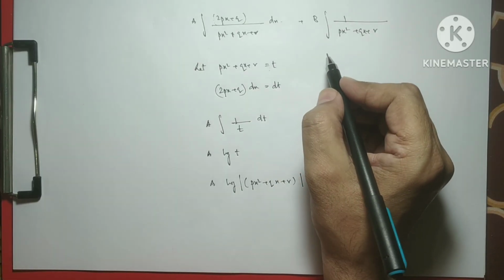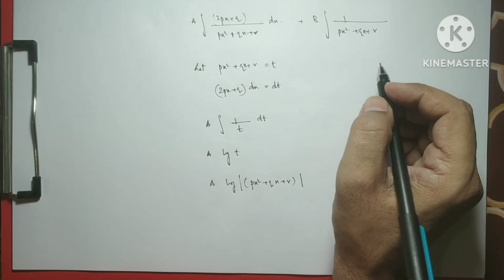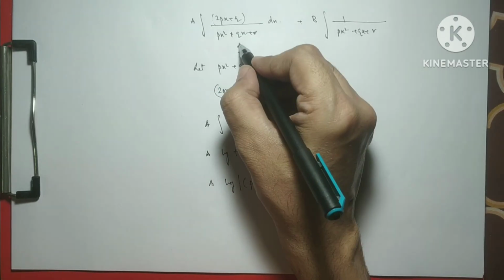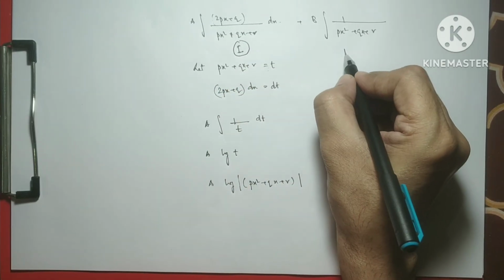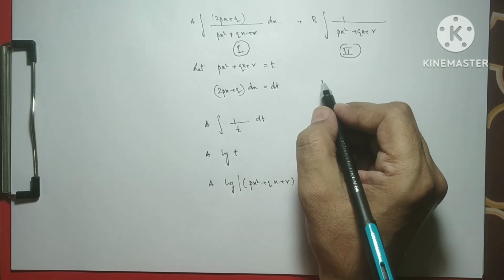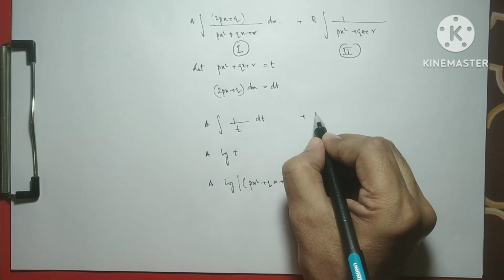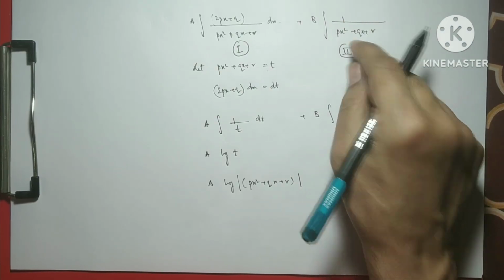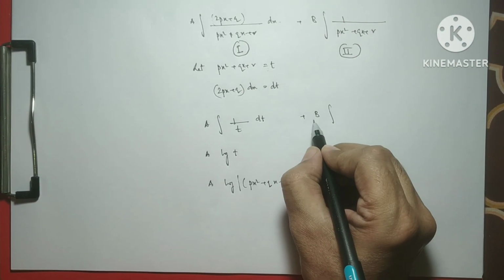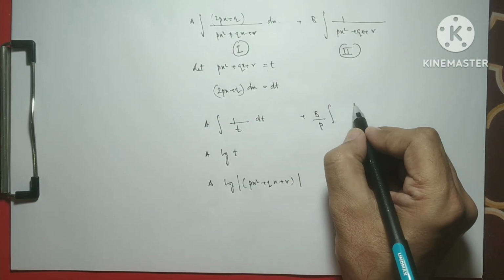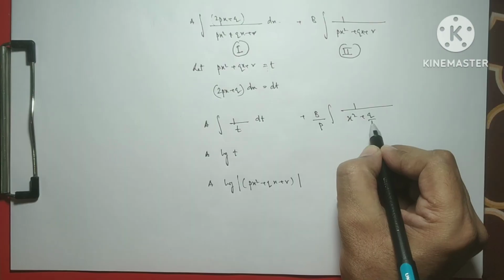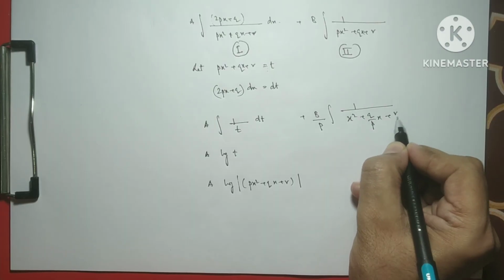Now we will consider its second part. This is the first, and the answer of the first is this. Now we discuss the second part. If we observe this clearly, you can say this is 1 over a quadratic. So according to this, we extract p and we get x square plus (q over p) x plus (r over p).